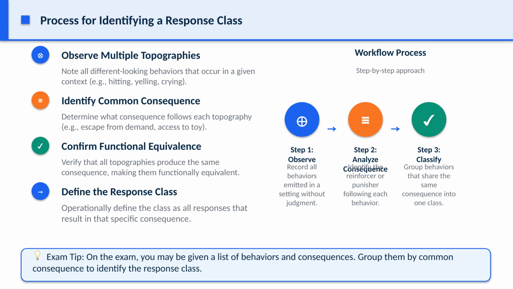For the BCBA exam, this process is essential because it moves you beyond surface-level descriptions of behavior and into functional analysis. You'll need to distinguish between a response class, behaviors sharing a function, and a mere collection of topographies. Exam questions often ask you to identify which behaviors belong to a response class based on their common maintaining consequence, or to design interventions that target the entire class rather than individual topographies. Mastering this process strengthens your ability to conduct effective functional assessments and develop function-based treatments.